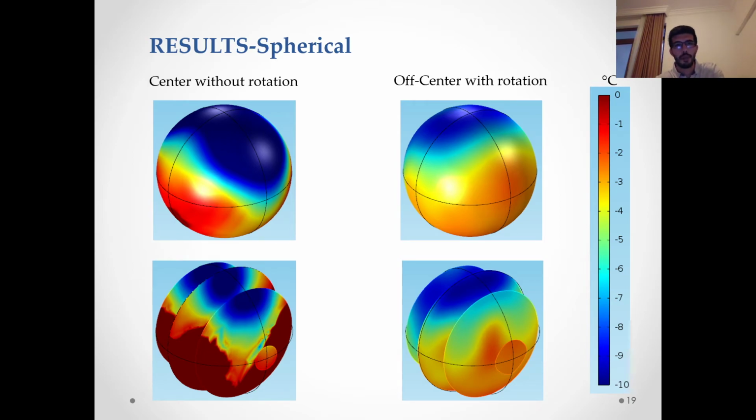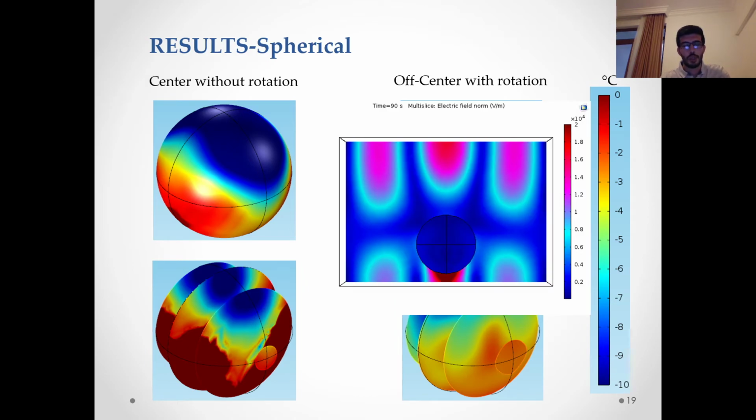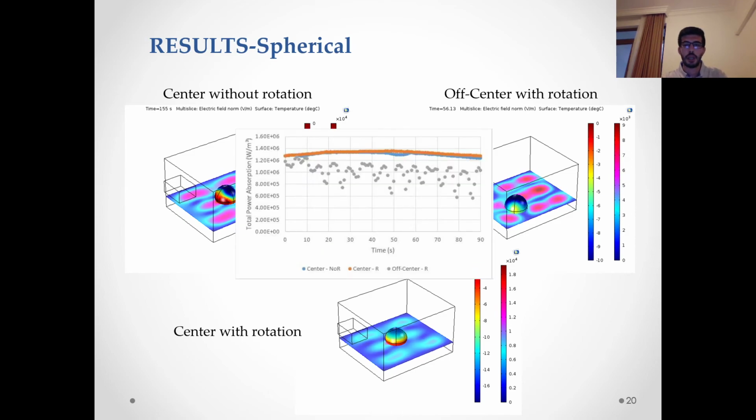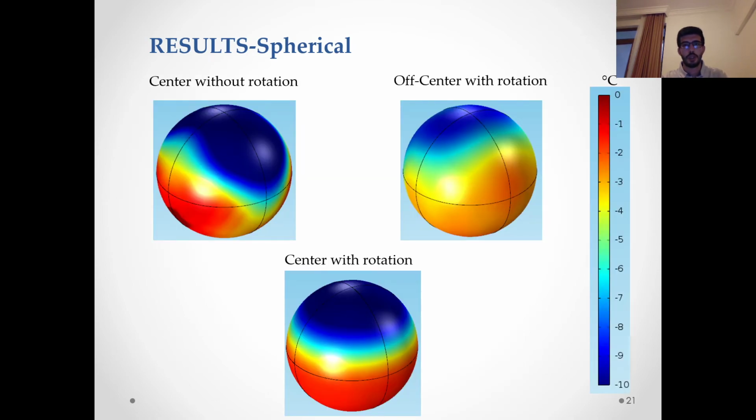Spherical results. The top part of the sample is a cold spot because of the electromagnetic distribution in the cavity. So sample size, especially height, is a really important parameter to get uniform temperature. These are the graphs for spherical, and the same results can be observed. Surface temperature distribution.